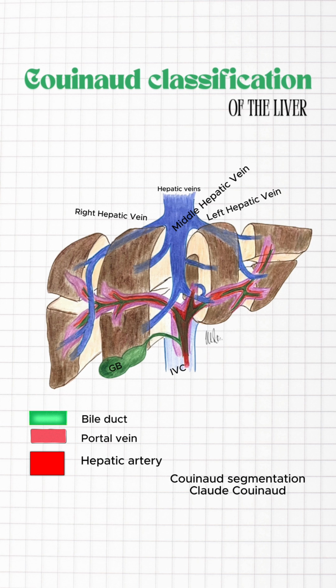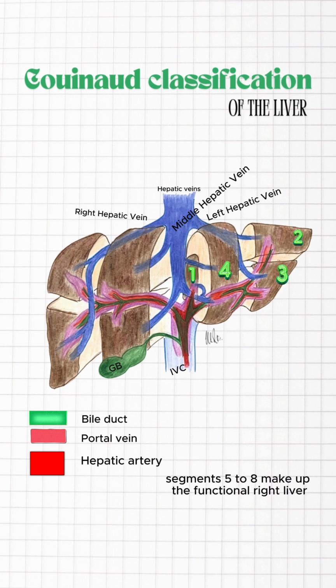Couinaud segmentation. Claude Couinaud described the liver as divided into 8 independent functional segments. Segment 1, caudate lobe, posterior, unique as it drains directly into the IVC. Segments 2 and 3, left lateral section. Segment 4, left medial section, subdivided into 4A, superior, and 4B, inferior.